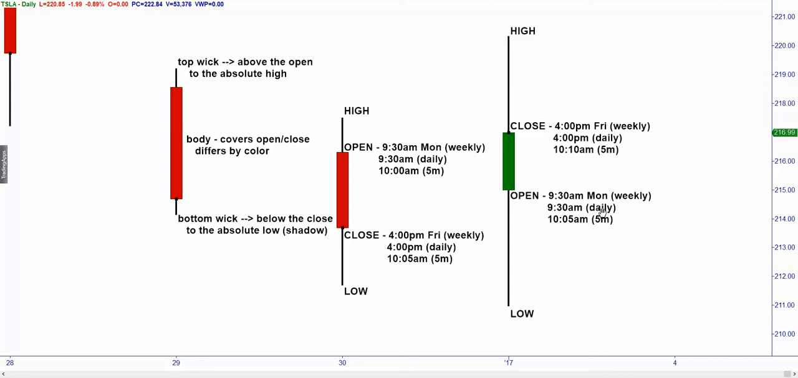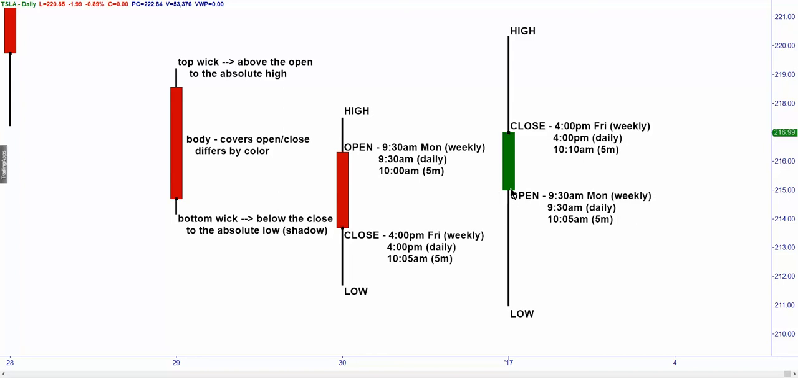On the other hand, this green candle could have just as easily corresponded to a weekly chart, in which case this would embody an entire week of trading. In that case, the open would be here at 9:30 a.m. on Monday, and the close here would be 4 o'clock p.m. on Friday. So that's what this would represent on a weekly chart.